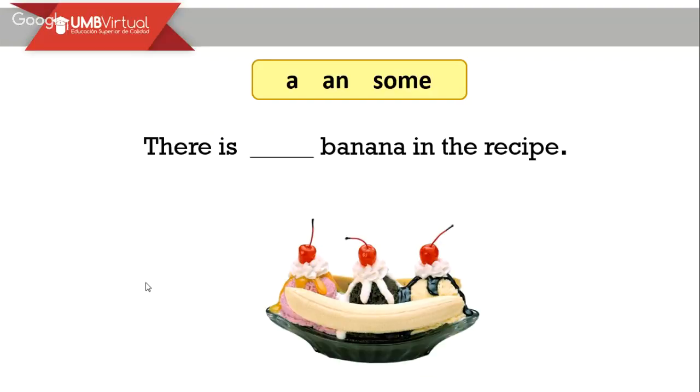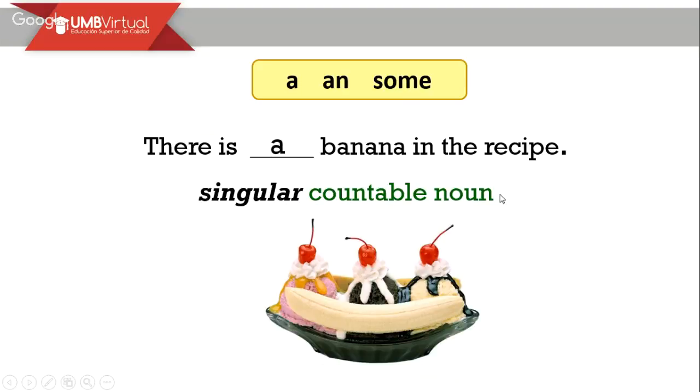Okay, so in this example, let's try to guess which one of these words goes in this sentence. There is a banana, there is an banana, or there is some banana. In this case, it is a singular and countable noun. Banana is countable. You can know how many bananas you find in a place or in a recipe. And the next word is not starting with a vowel. So we use a.